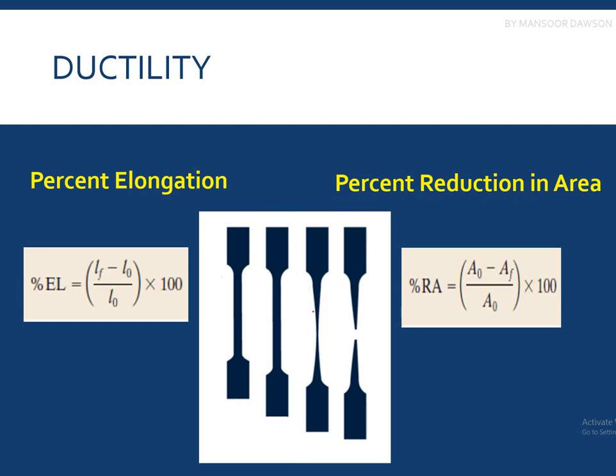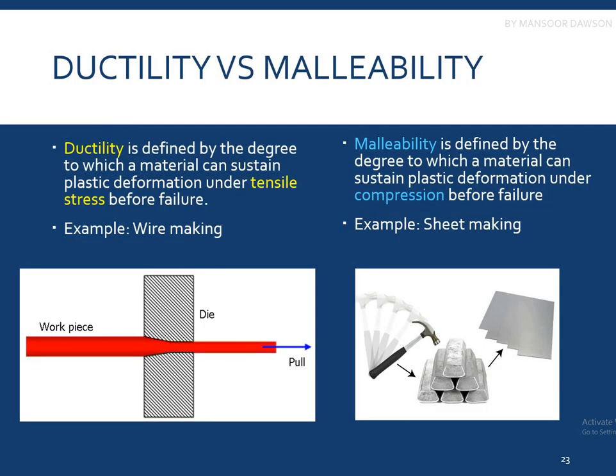So how can we quantify the ductility? We can quantify it in two ways, that is percentage elongation and reduction in area. In percentage elongation, we quantify the ductility as the length increase upon the original length, and the reduction of area, we quantify as the area reduced as per the original area. So these are two ways to quantify ductility.